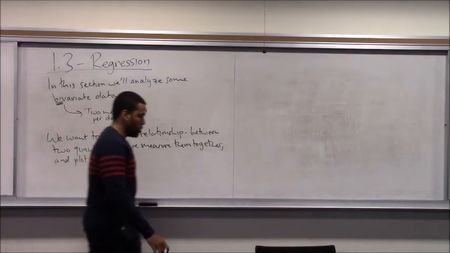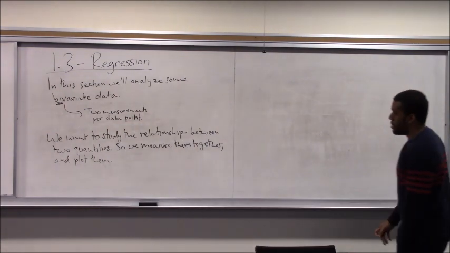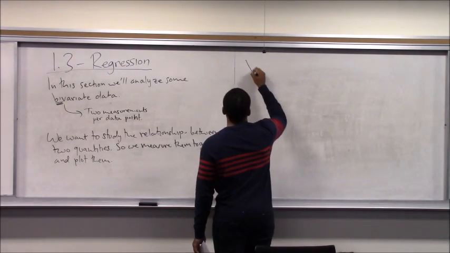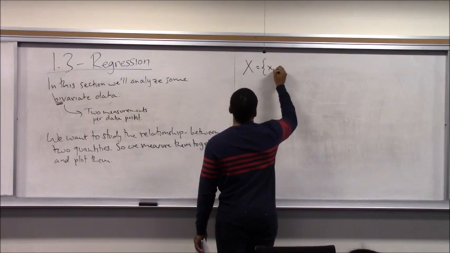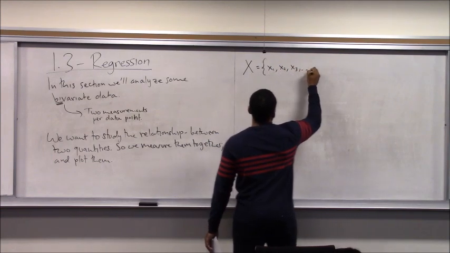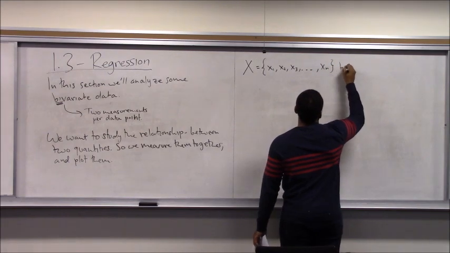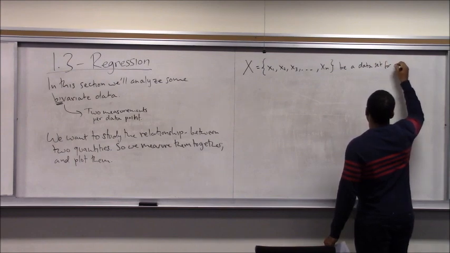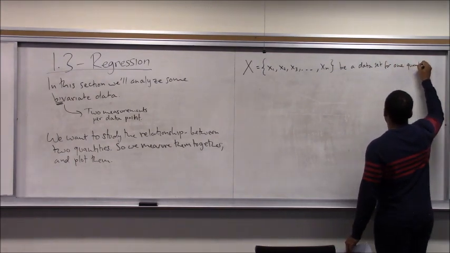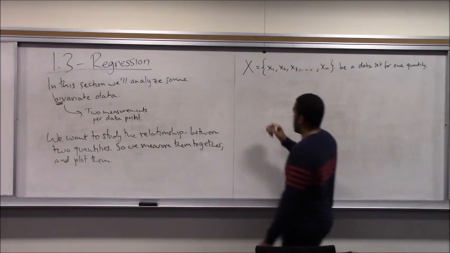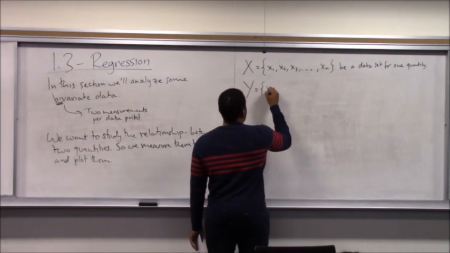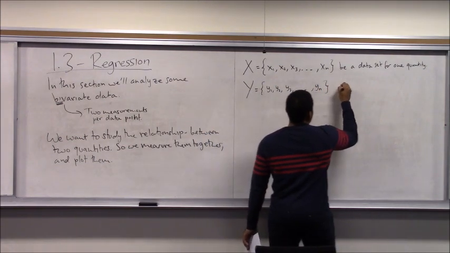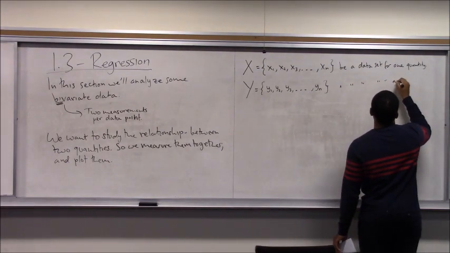So the idea is we have two things that we want to measure and see if they might relate to each other in some way. So we can measure them. So we can say let x equals x1, x2, x3, xn be the data set. One quantity. And let y, y1, y2, y3, all the way to yn be the data set for another quantity.